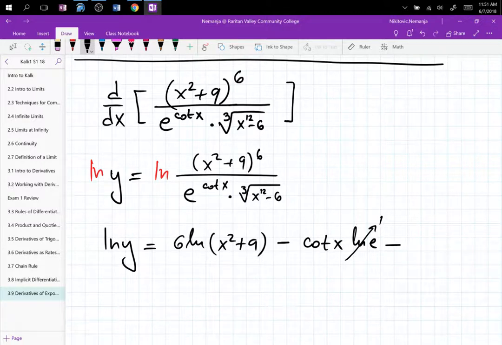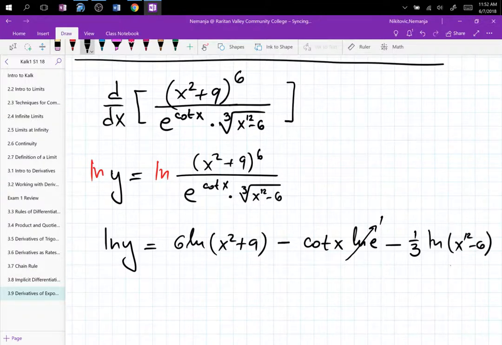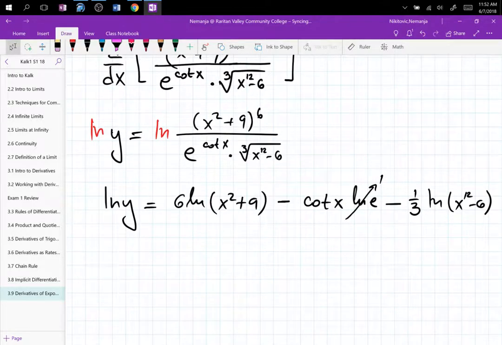Minus again. Now you will say, wait, it's multiplication. Yeah, it's multiplication, but it's in the denominator, so it's actually a division. So minus, cube root is 1/3, and then by popular demand, ln of x to the 12 minus 6. Oops, I forgot the ln. Beautiful. Time to hit this with the derivative dx.